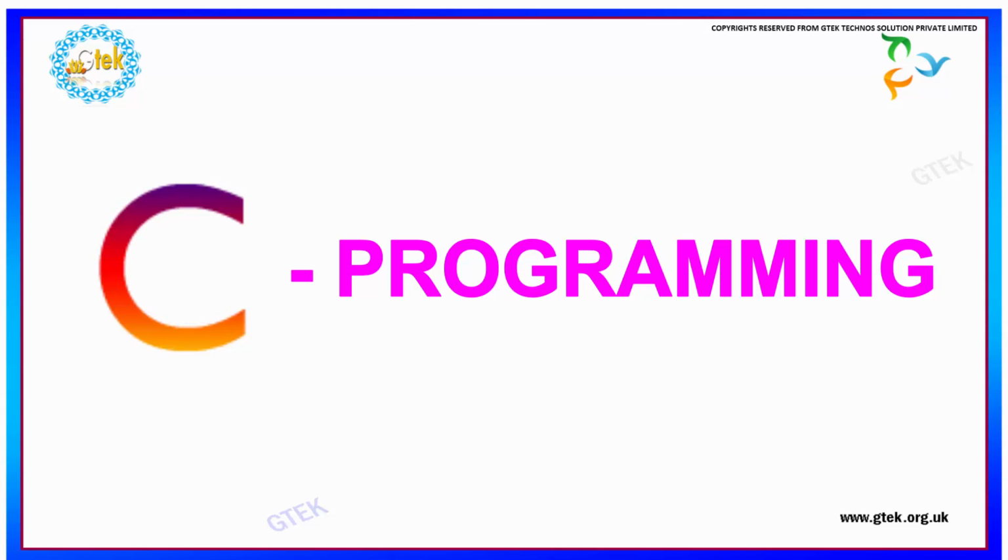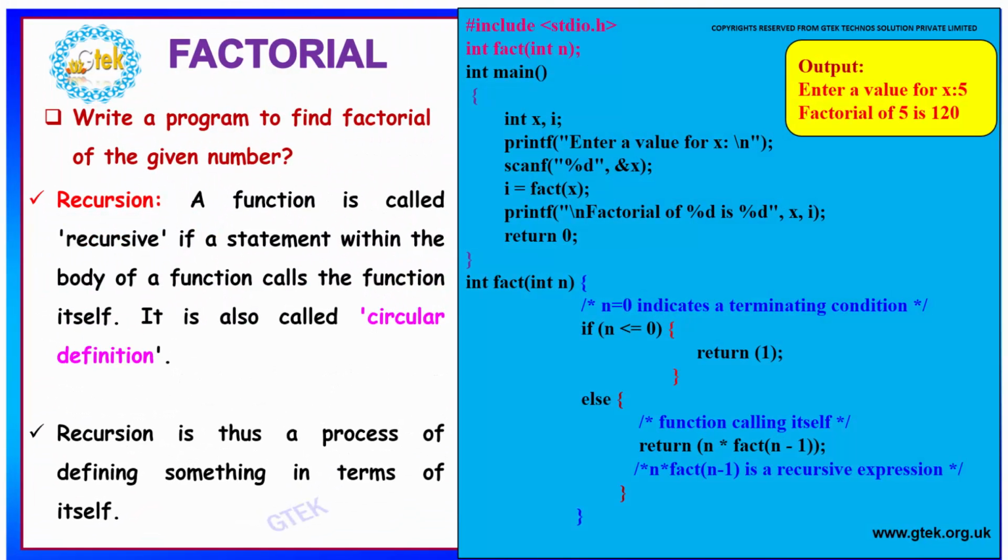Today we are going to see about C programming. Let us see a basic program of factorial. We have to write a program to find the factorial of a given number. For this, we are using the procedure of recursion.